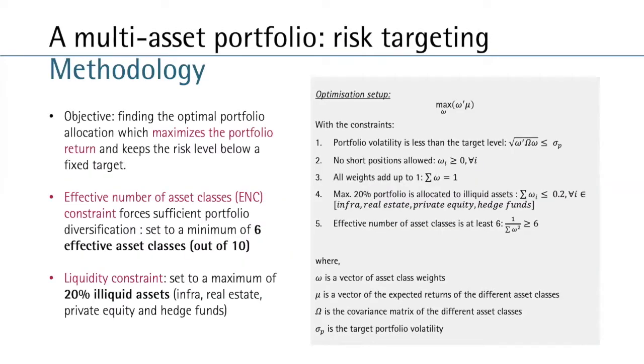With that, we move on to the second approach, that's of risk targeting. So the setup is quite similar to the first one, but the objective and constraints have changed slightly. The objective here is to maximize the portfolio return. And the most important constraint is the investors want to keep the risk of the portfolio lesser than a predefined target. So that's useful for the investors who already have a risk target in mind, and they want to find the optimal portfolio so that the risk is lesser than the target. We keep other constraints the same, the same illiquidity constraint as before, and the same diversification constraint of ENC.